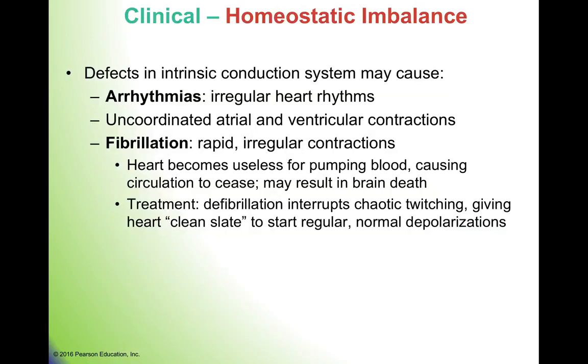A couple of imbalances that you can see in relation to the intrinsic conduction system. One is called arrhythmias, which means an irregular rhythm of your heart. This describes an uncoordinated atrial and ventricular contraction because the electrical impulses between the atria and ventricles are not correlating with each other.